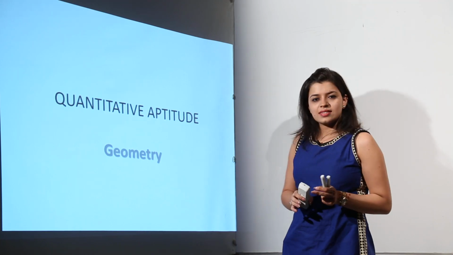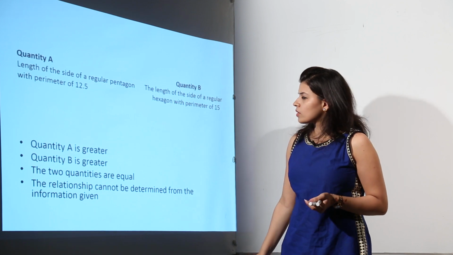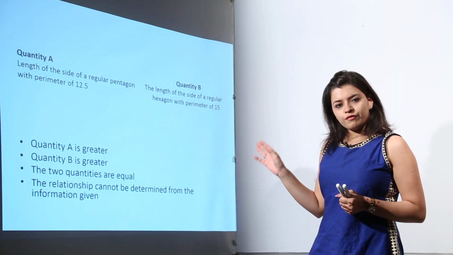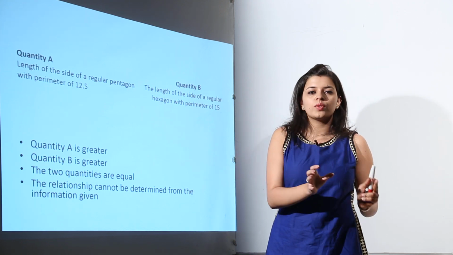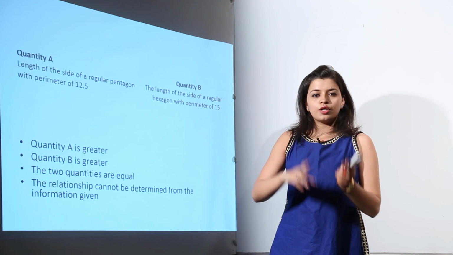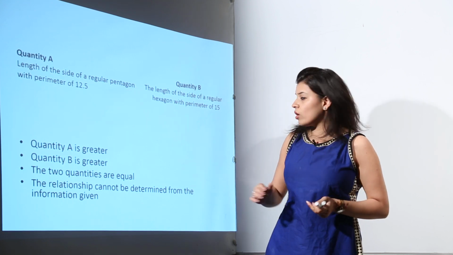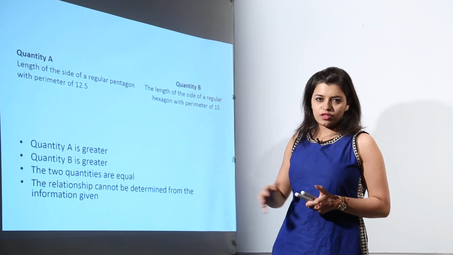Today we will discuss some quantitative aptitude questions of the geometry part. This is a quantitative comparison question. That means we have two quantities A and B. We have to calculate the values of both the quantities and then decide whether quantity A is greater, B is greater, both are equal, or the relationship cannot be determined from the information that is given in the question.